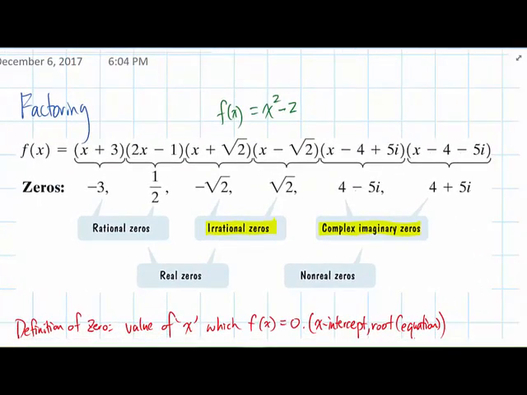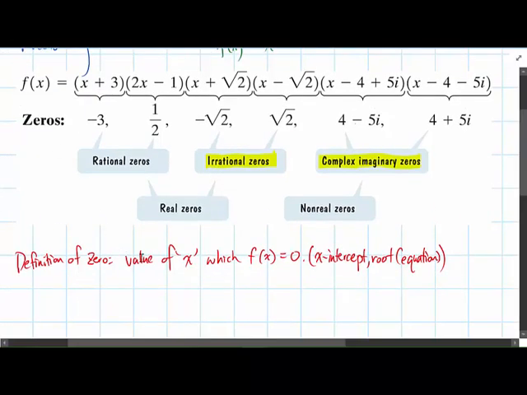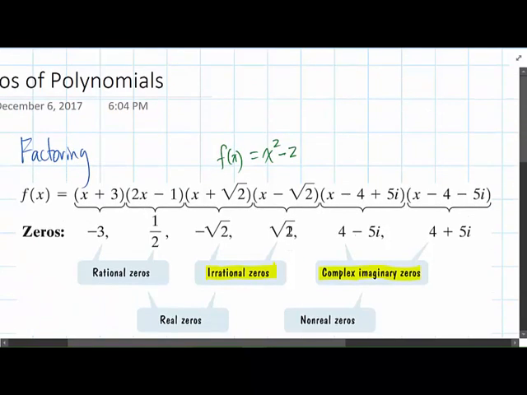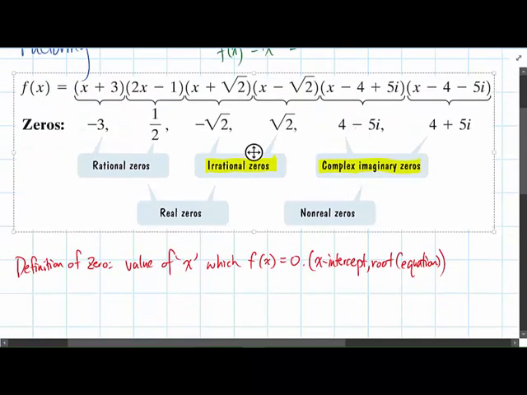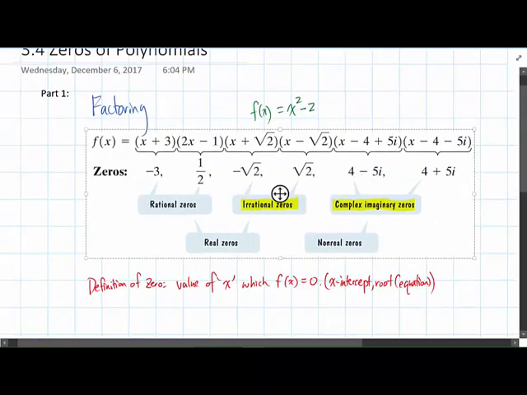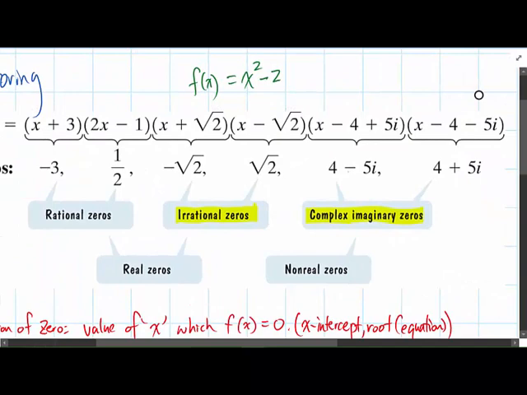So what's the definition of a zero? The definition of a zero is the value of x for which f of x equals 0. So right here, if x were to be negative 3, then this whole parentheses would equal 0. Meaning when it times this 0, times this 0, times this, everything is 0. So that results in f of x equals 0. So negative 3 works. What I want to focus on here is irrational and complex imaginary zeros.